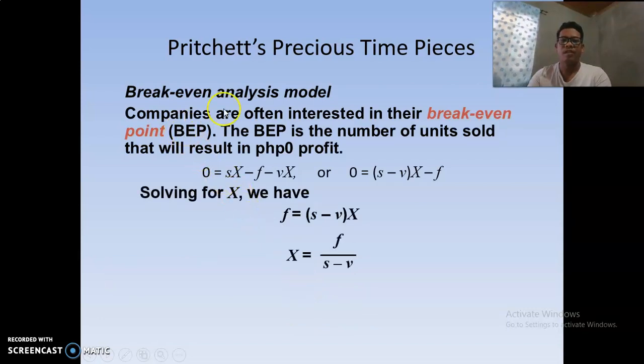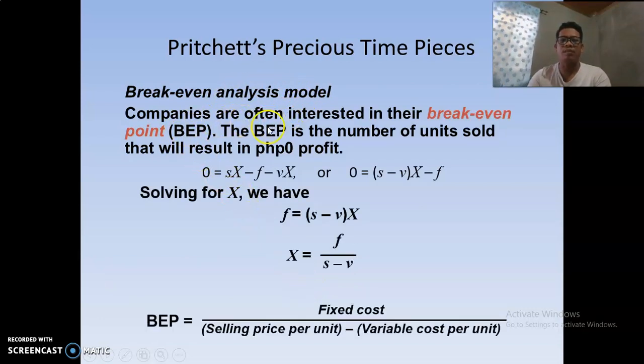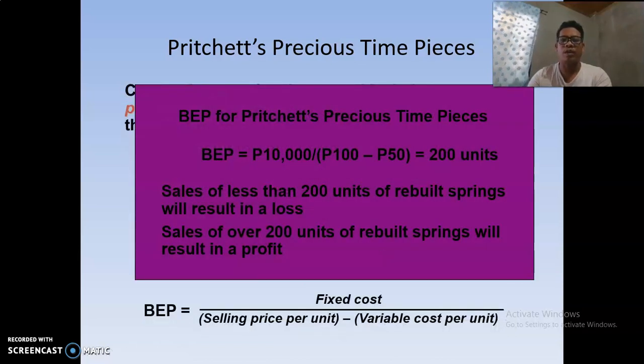Okay, so the break-even analysis model. Companies are often interested in the break-even point. The break-even point is the number of units sold that will result in 0 profit. So if the profit is 0, then we manipulate the equation. Then we have X, the break-even point, equal to fixed cost divided by selling price per unit minus variable cost. So for example, we try to compute the break-even point of the problem.